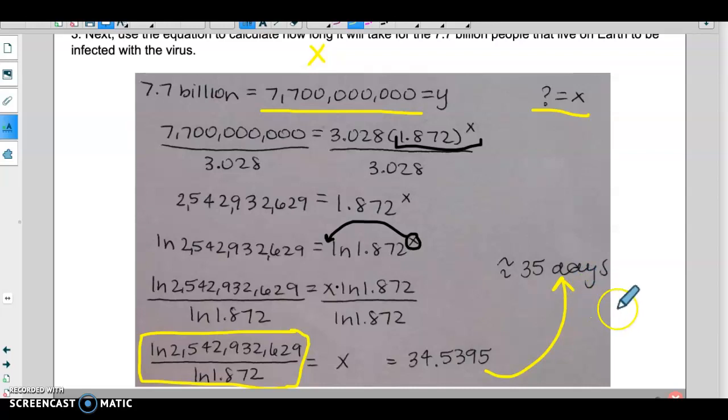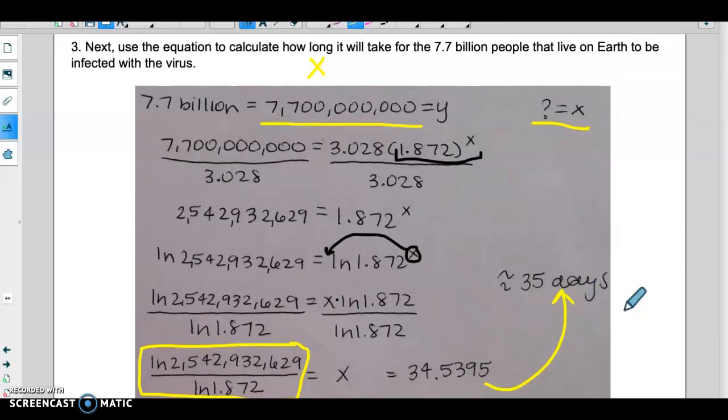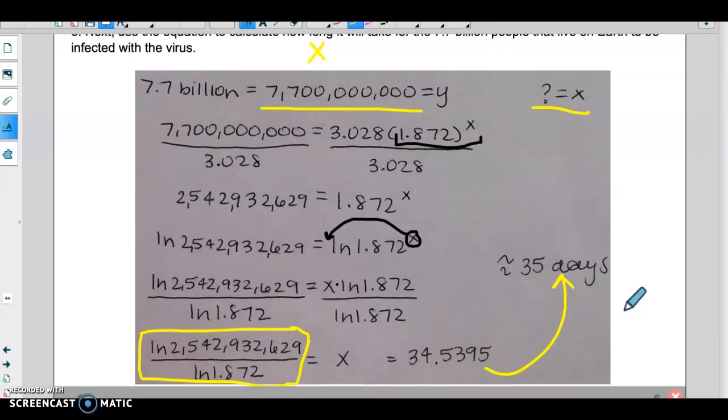In just 35 days, a little bit over a month, the entire world would have this Q virus that I made up. Okay, that's crazy. That's just showing you exponential growth. Okay, guys, so that is how we can use math to predict the future of infections.